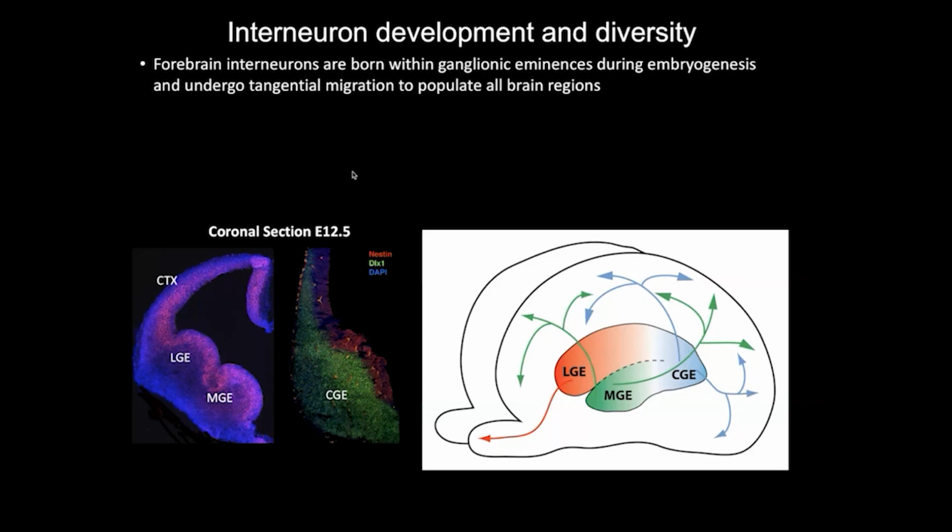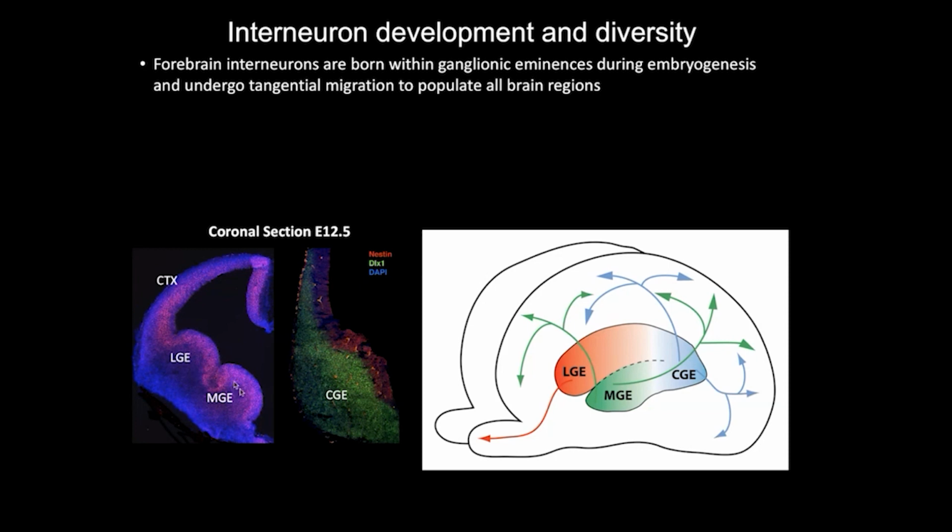Now, as I mentioned, these cells are born in the embryo, both in the mouse and in the human. They're born in the ventral forebrain, which is down here, so the bottom part of the brain. At this age in the mouse embryo and the human, it has these eminences, so these bumps that protrude into the lateral ventricle. There are 3 of them: the lateral, the medial, and the caudal ganglionic eminence. And the GABAergic interneurons are born predominantly from the medial ganglionic eminence and the caudal ganglionic eminence.